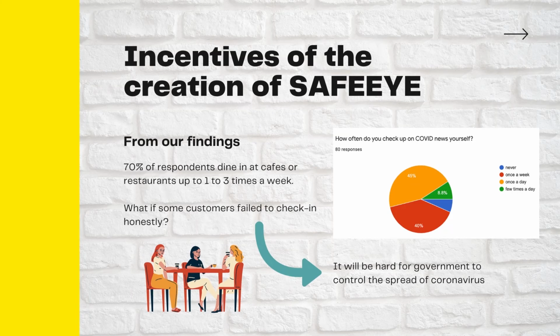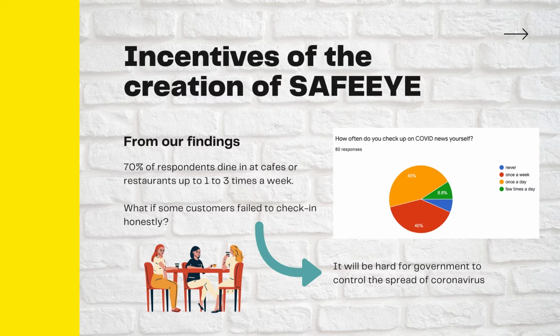You may wonder why we have chosen the venue check-in process as the main feature of our app. According to our survey results, 70% of respondents dine in at cafes or restaurants from 1 to 3 times per week, which means there is a huge demand for this kind of app improvement.